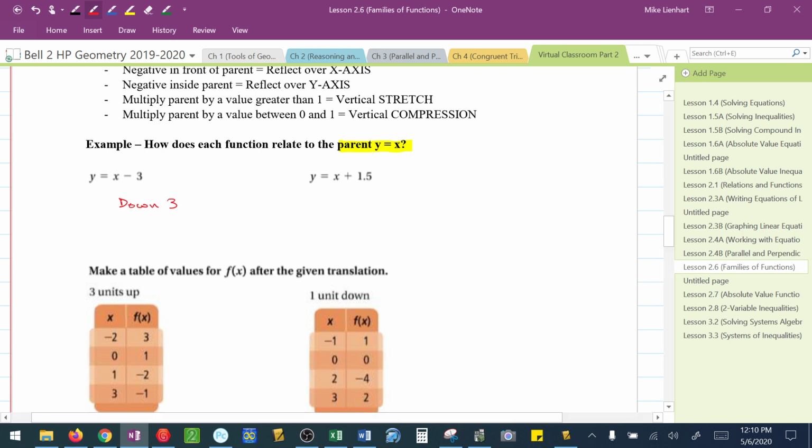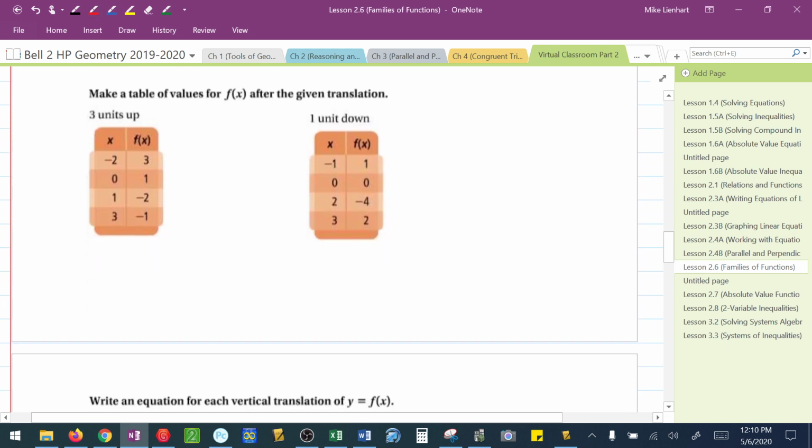And the second one, if I'm adding 1.5, that means I'm moving it up 1.5 units. So when I move it up or down, it is going to impact the y value of the parent. Okay? All right, so another thing that they may do is to say, take a table and adjust it.